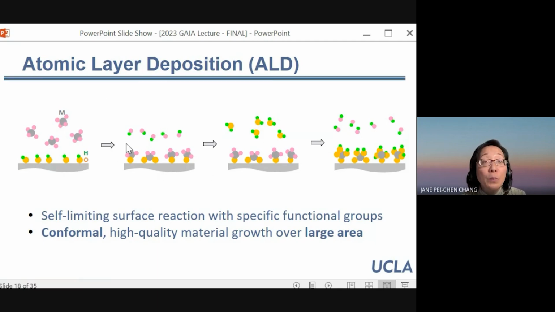So once you react all the surface functional groups away, you can introduce a secondary chemical which repopulates the surface with the hydroxyl group. And you have a surface that you can come back to the starting point, and you can repeat this process and build up these multi-layers with the same material or with different materials to increase the complexity of the material characteristics.